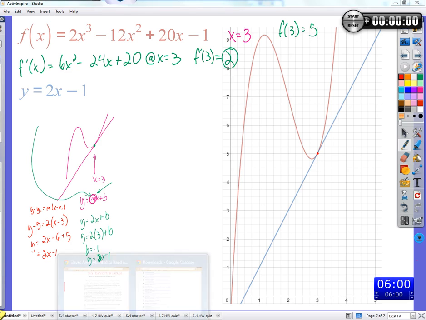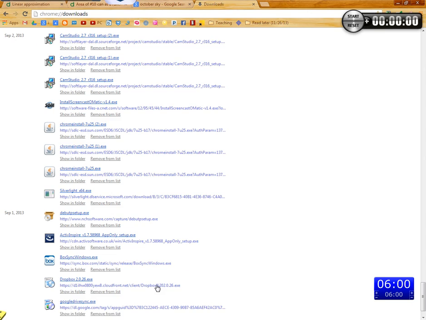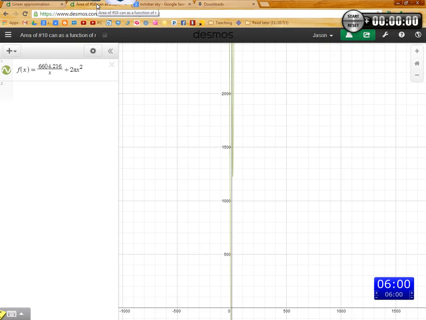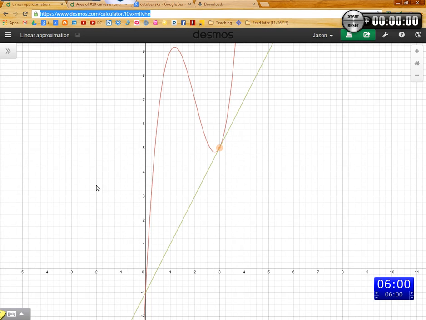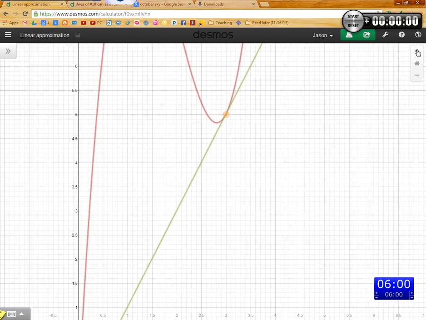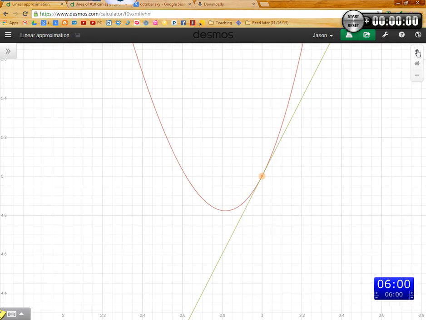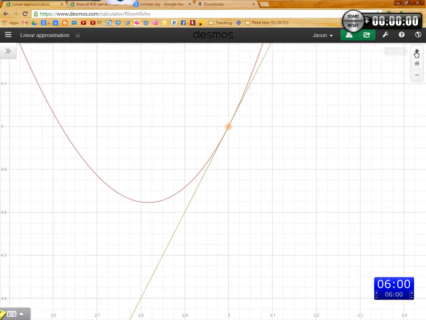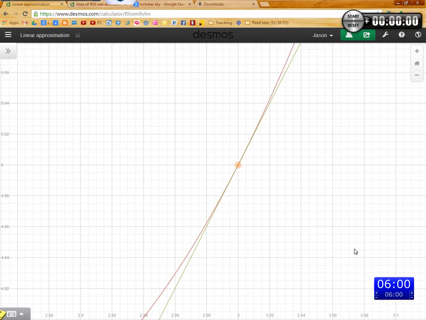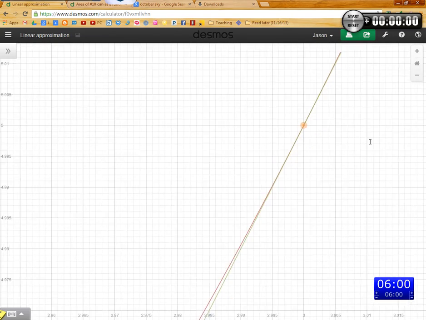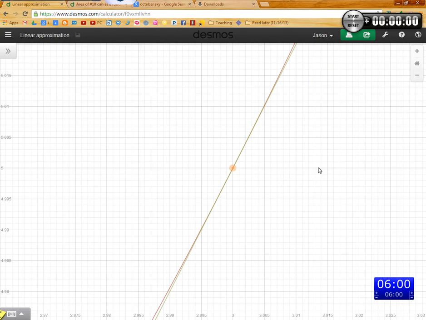In fact, if I bring up this one, okay, these are the two functions. We're zooming in on them. You think that the farther and farther we zoom in on it, the closer the two y values are. I mean, we're kind of limited by the computer's ability to graph these two things.